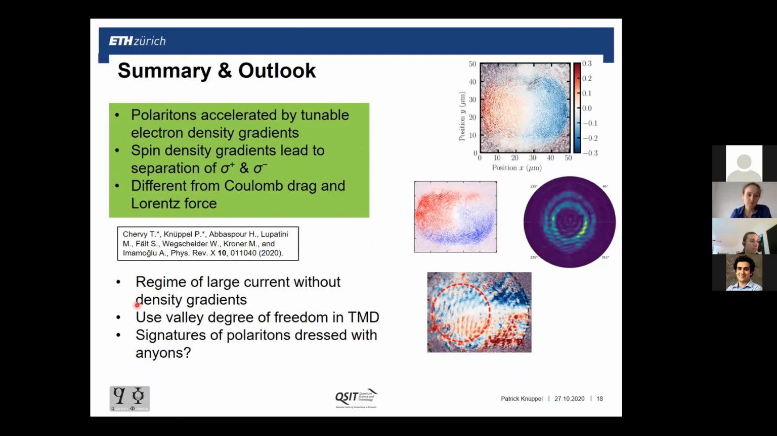And also very interesting would be to follow this up using the valley degree of freedom to get the spin density gradients in TMDs, and maybe follow up on the valley Hall experiments, for example, by the group of Sven Höfling and Christian Schneider, to have a much easier handle on creating spin density gradients, which doesn't require quantum Hall or millikelvin temperatures. And very timely now, after the recent experiments on anion braiding, is again the question in fractional quantum Hall states, whether we will have any way to access optically that anions are in fact dressing our polaritons. And with this, I want to end.